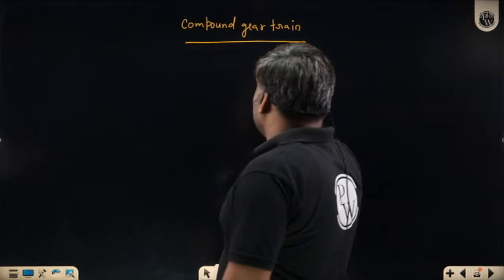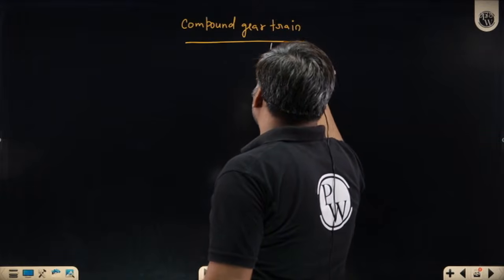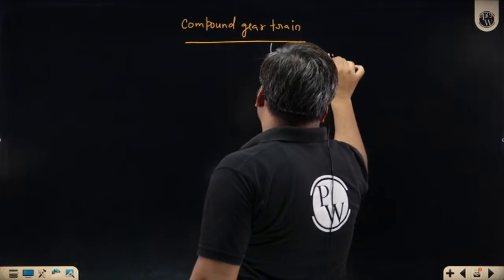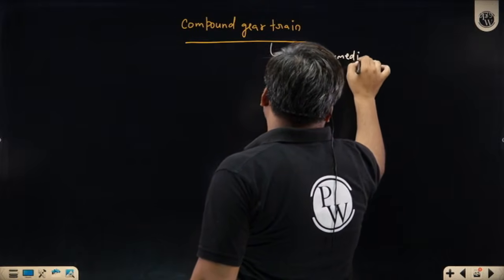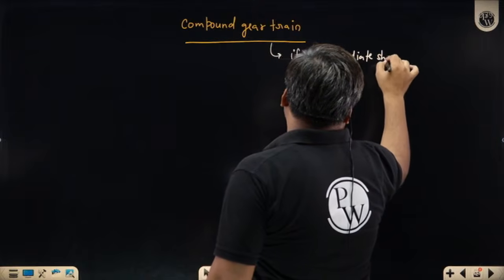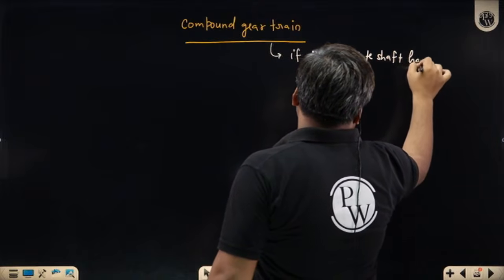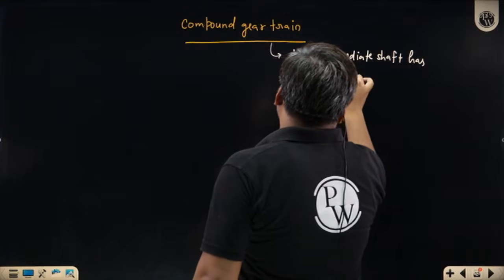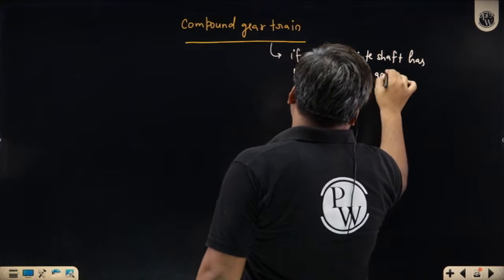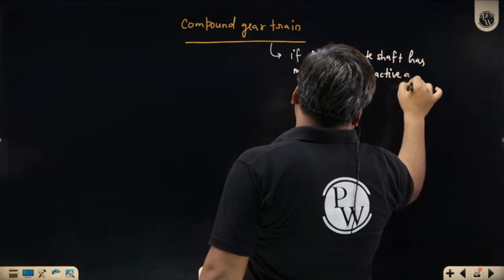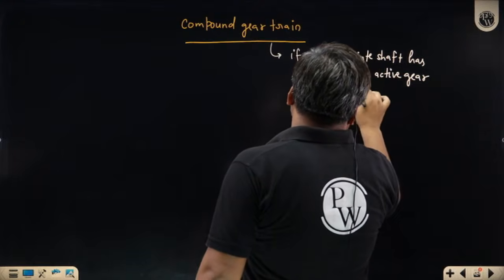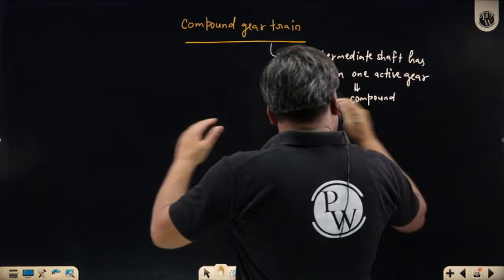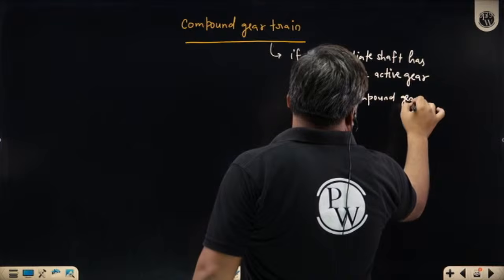Now, if an intermediate shaft has more than one gear, more than one active gear, it is called a compound gear train. The entire train becomes a compound gear train.